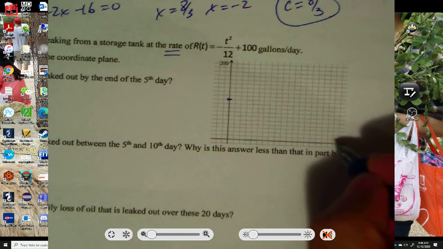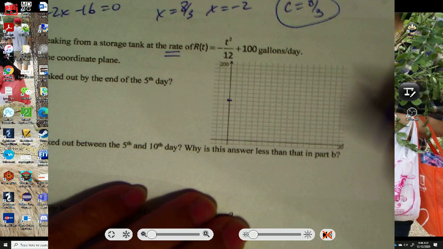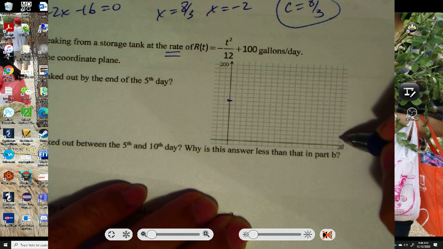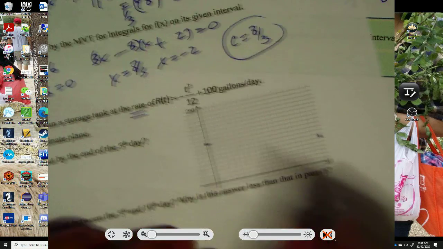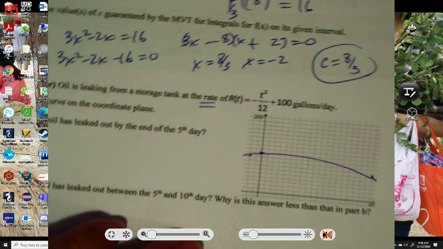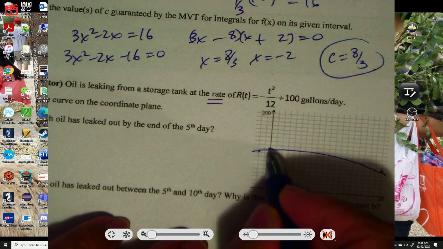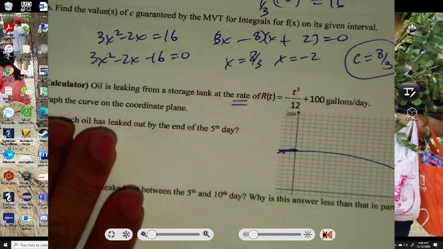So I'm going to just plug 20 into this expression. When I plug 20 in there, I get negative 400 divided by 12 plus 100, and I get 66.6. So 10, 20, 30, 40, 50, 60, a little over. So I have a graph that basically looks like that. It hits peak over here, not over here. So that's the graph. That's part A, graphing the curve.